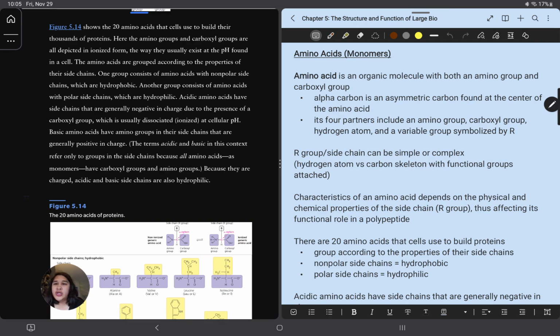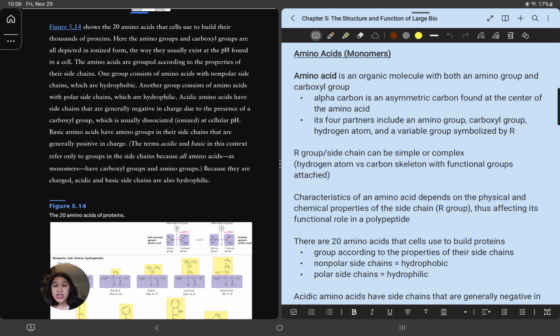Figure 5.14 shows the 20 amino acids that cells use to build their thousands of proteins. Here, the amino groups and carboxyl groups are all depicted in ionized form, the way they usually exist at the pH found in a cell. The amino acids are grouped according to the properties of their side chain. One group consists of amino acids with nonpolar side chains, which are hydrophobic. Another group consists of amino acids with polar side chains, which are hydrophilic.